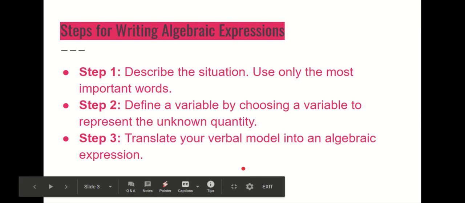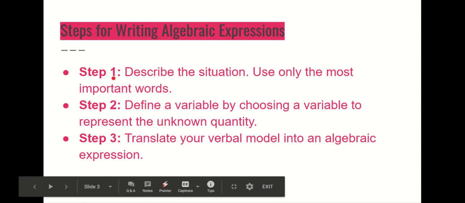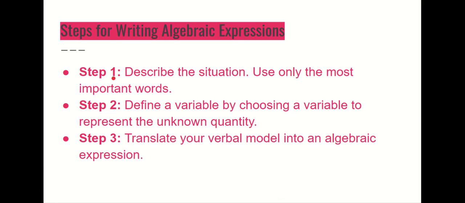It's an unknown quantity. All right, so what are the steps for writing algebraic expressions? Step 1, describe the situation, usually the most important words. As part of your assignment, there will be an attachment which will have key words for the different operations. For addition, you would see the word more or altogether. For subtraction, you might see the word less. For multiplication, you might see something like 3 times the number of students. And for division, you might see where they said they shared the candy. So we're looking for keywords to figure out what the operation is.